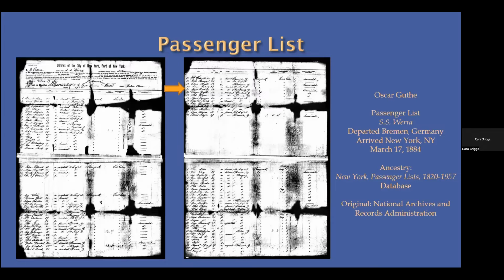This later list from the SS Vera that arrived in New York from Bremen, Germany on March 17, 1884, provides a little more information. We can see that Oscar Goody was a 23-year-old merchant from Hanover, Germany, and was bound for New York. This form also notes that Goody was a second-class cabin passenger and was transient.